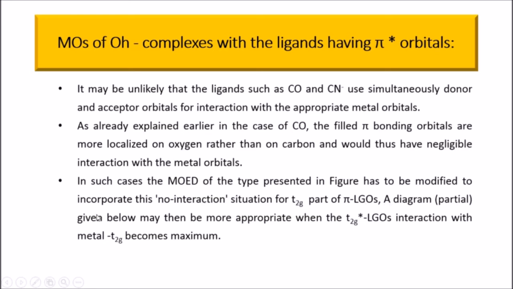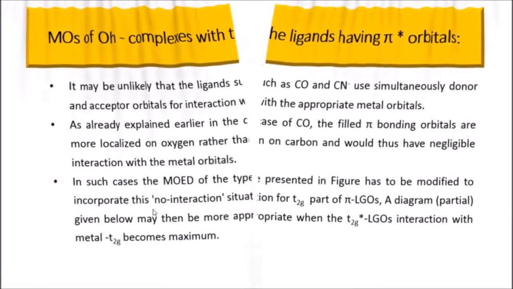A partial diagram, which we're going to see in the next slide, may then be more appropriate, where the T2g pi star LGO interaction with the metal T2g becomes maximum. So here there is a correction to the above diagram, where in this T2g interaction, this is the atomic orbital of the central metal ion, and a partial MO is shown over here. T2g, instead of being shifted to the upper, higher energy side as we showed in the above diagram, will be shifted to the lower energy side, and will get a large splitting energy.